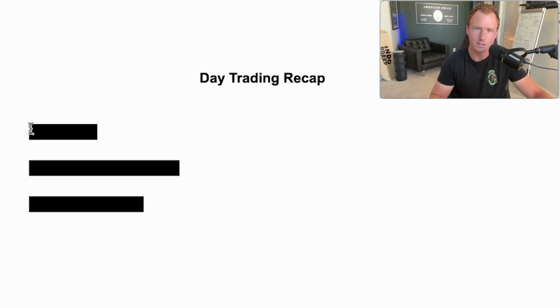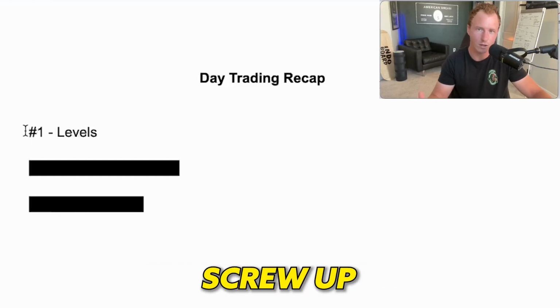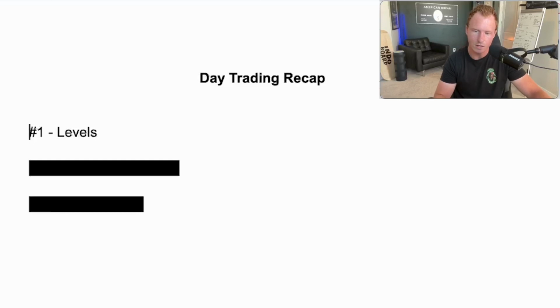So the first thing I actually look at when it comes to taking a trade is I want to establish where the levels are, all right? So this is pretty obvious, but sometimes you can draw the wrong level and it can really screw up your actual entry point, right? So anyways, let's go ahead and go into how I found the level from today.